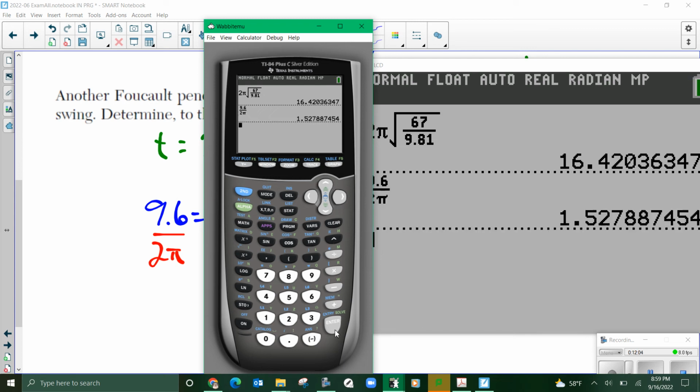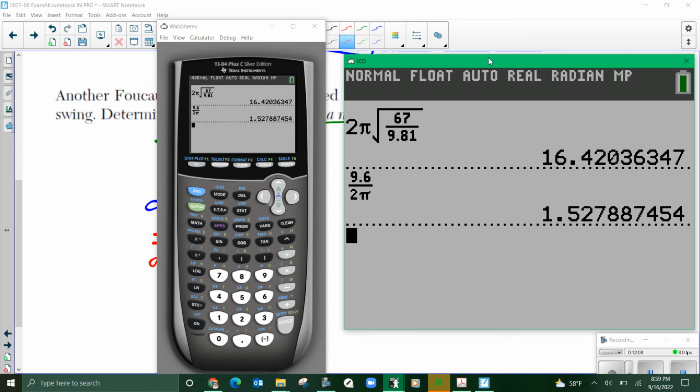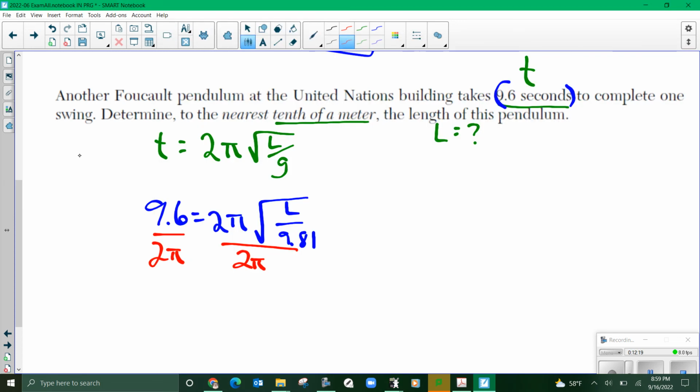Right now, the left side of my equation is going to be this long number here. I'm going to leave this in the calculator. But for the sake of my paper, I'll just call this 1.5279. So we have 1.5279 equals the square root of L over 9.81.